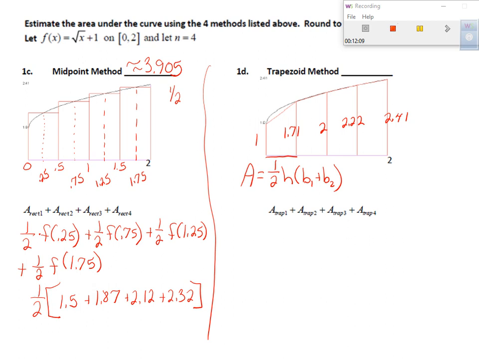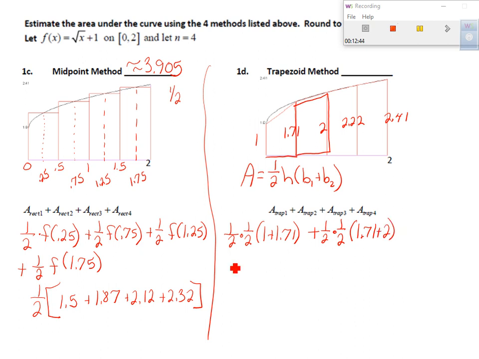The area of trapezoid number 1 is going to be 1/2 of the height, which is also 1/2, times the sum of the bases, 1 plus 1.71. Plus, now let's go get trapezoid number 2. So I've got 1/2 times the height, which is 1/2, times 1.71 plus 2.